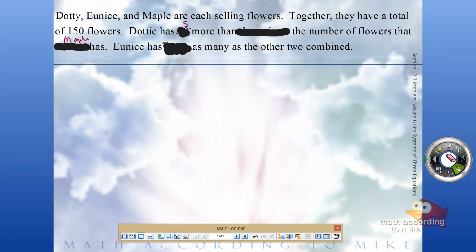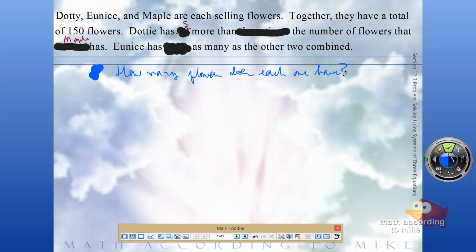That's good. So what we have here is we're going to turn this stuff in words into an equation. Please also write in the directions, because I forgot to give you directions: how many flowers does each one have? We need that part there. How many flowers does each one have?